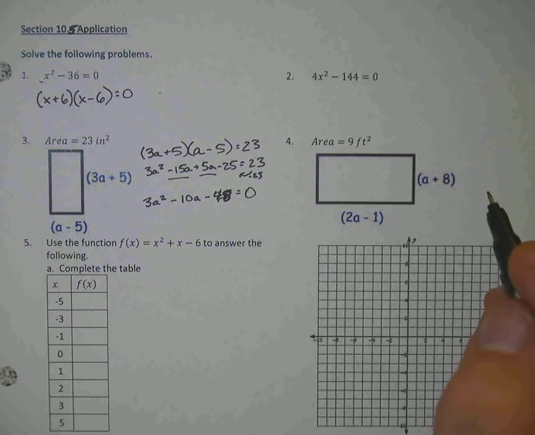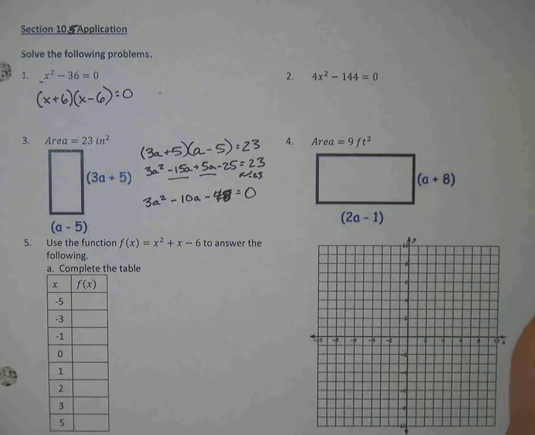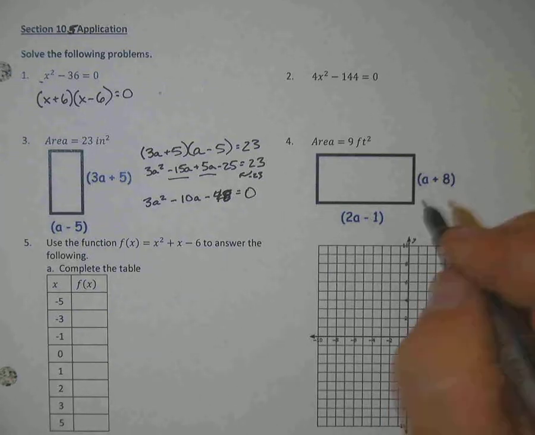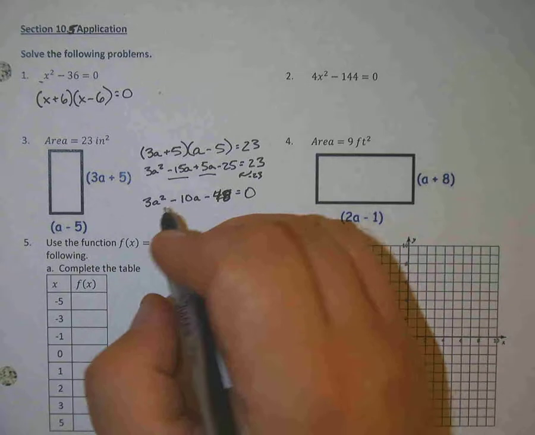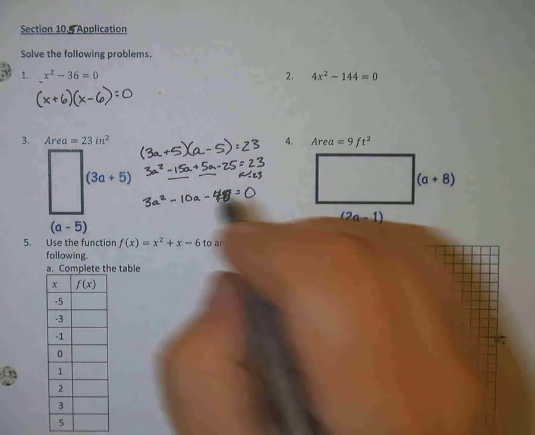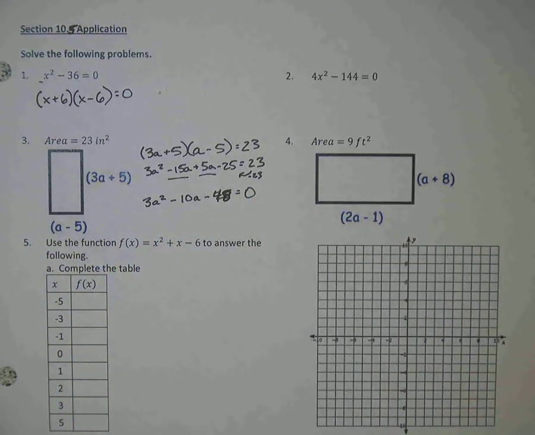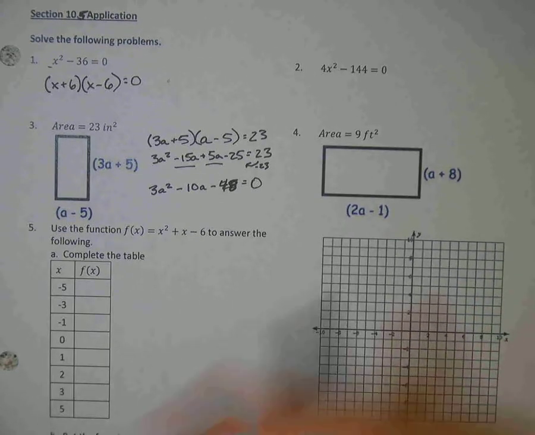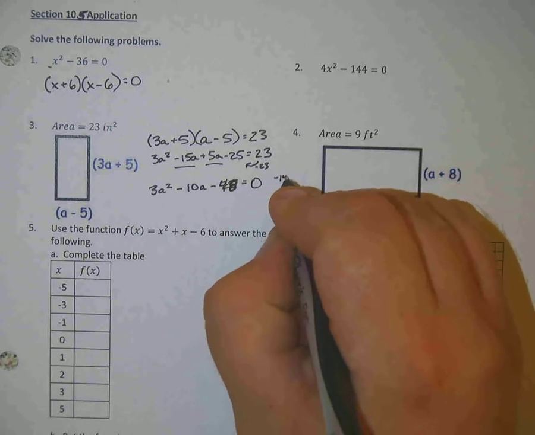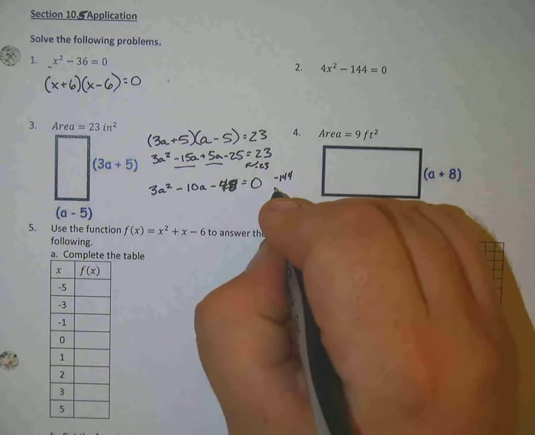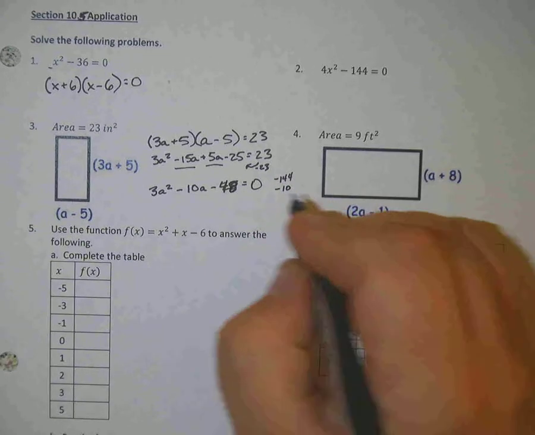In this section, we were solving by graphing, or sorry, not solving by graphing, solving by factoring. So the next thing I need to do is to factor this. I can do that. I need two things that multiply to give me 3 times negative 48, which is negative 144, and the two things are going to add up to negative 10.